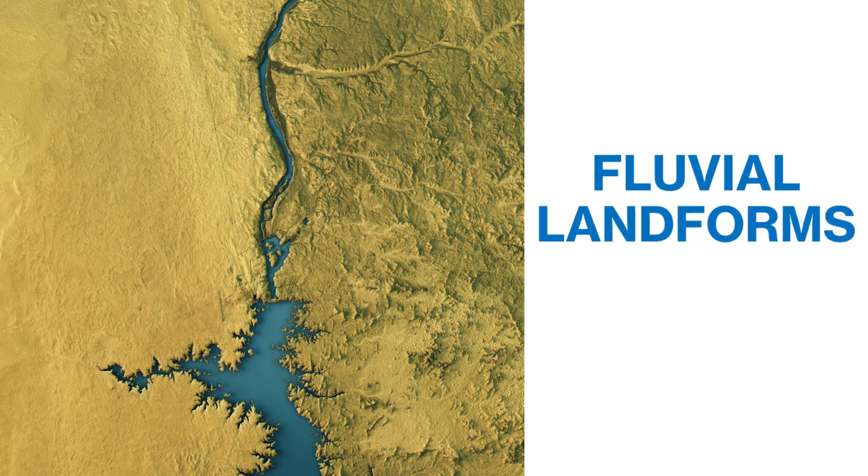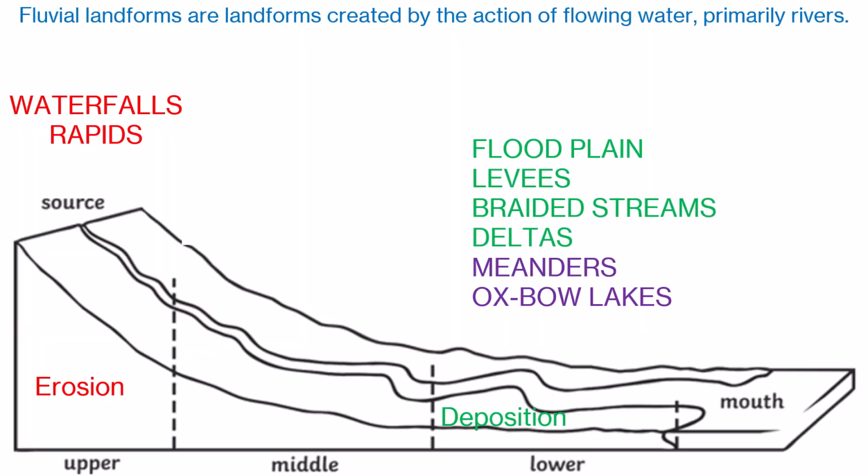This video lesson deals with fluvial landforms and will mainly take the form of questions from past examination papers. Fluvial landforms are landforms created by the action of flowing water, especially rivers. Fluvial landforms can be classified into two groups, those created by erosion and those created by deposition.